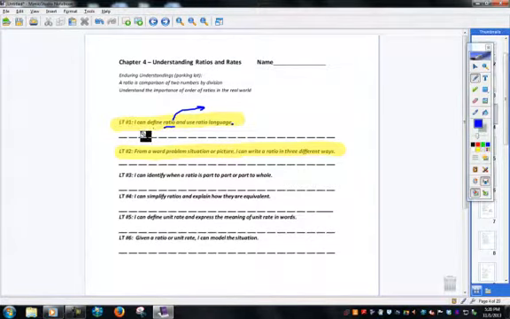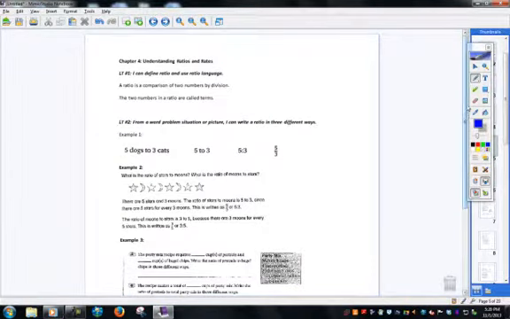So I can define a ratio and use ratio language, and then learning target 2: from a word problem, situation, or picture, I can write a ratio in 3 different ways. That's kind of the key part there, writing a ratio in 3 different ways. So let's go over here. Flip over to page 1 or 2, I guess.